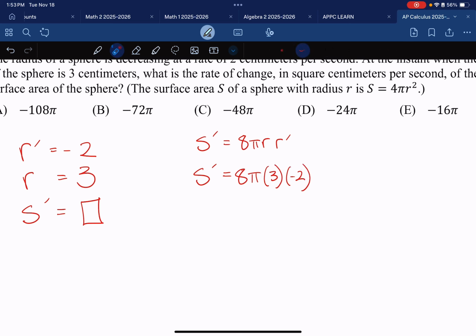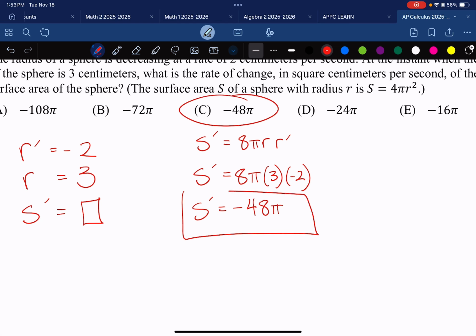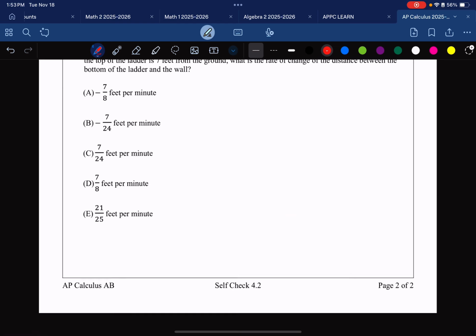Okay, what do we have here? 3 times 2 is 6, don't forget the negative, and 6 times 8 is 48, so I get -48 pi, and that's option C for S prime. Very nice. All right, last problem for this self-check, number 4.